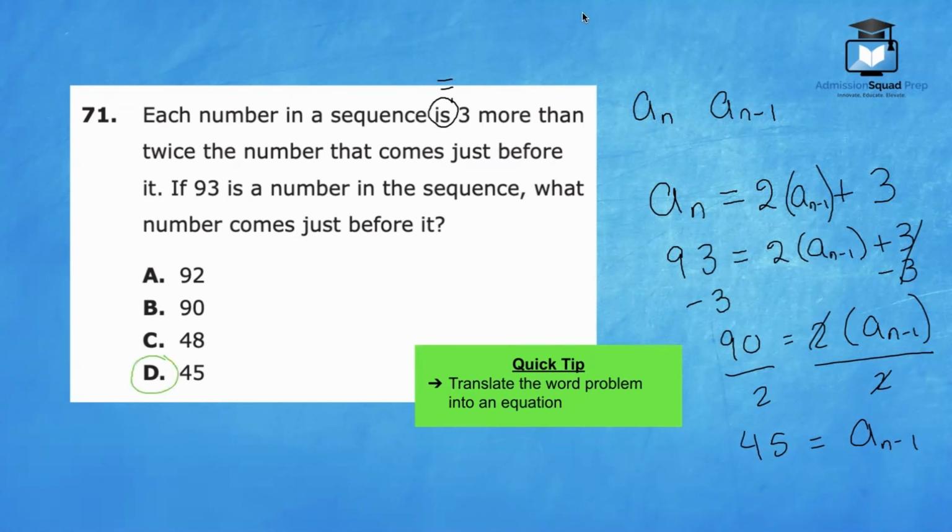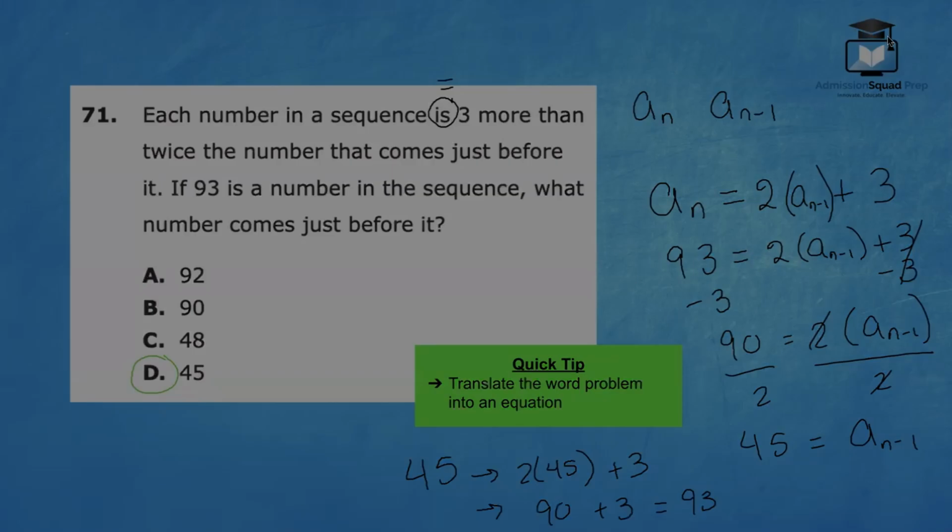Let's check our work just to make sure. If 45 is the number that came right before it, the problem states that we would have to multiply 45 times 2. So 2 times 45 is 90, and then add 3. So this becomes 90 plus 3, which is in fact 93.